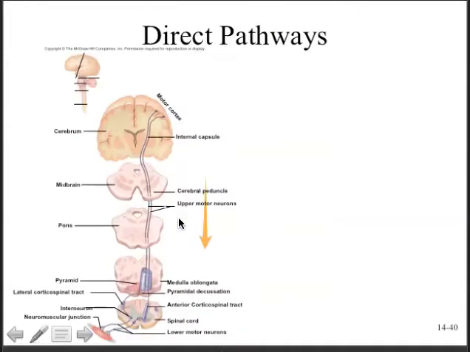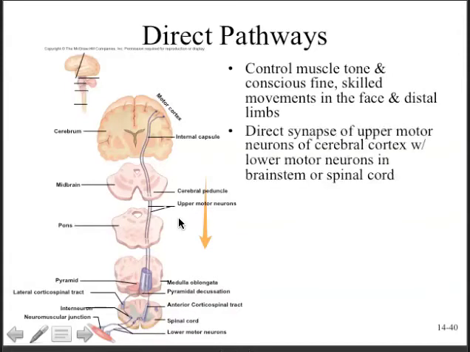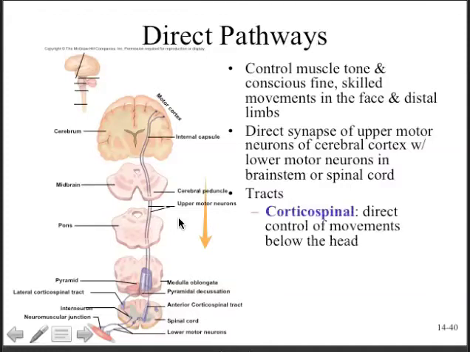So essentially, this is how the pathways are operating. So let's break down these pathways in a little bit more detail. The direct pathways control muscle tone and conscious, fine, skilled movement in the face and in the distal limbs. They have direct synapses of upper motor neurons of the cerebral cortex with lower motor neurons in the brainstem and the spinal cord. The tracts include the corticospinal tract, which directs the control of movements below the head. And again, remember that these tracts are named for where they start and where they stop.